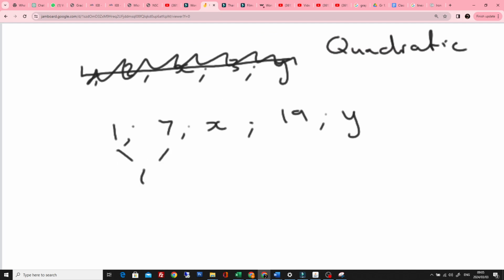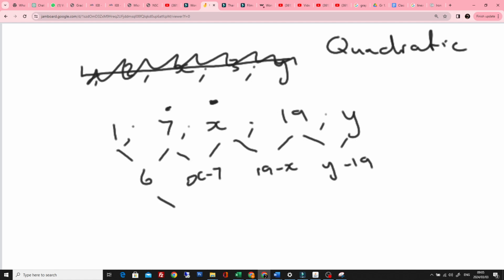If we were to fill this out, even without solving for anything, very important, the first difference is always this term minus that term, so it's x minus 7. Okay, don't make a sign error or something. This is 19 minus x. This is y minus 19. If I check the difference there, remember it's always this side minus that side, so it's going to be x minus 7 minus 6, so in other words, x minus 13.